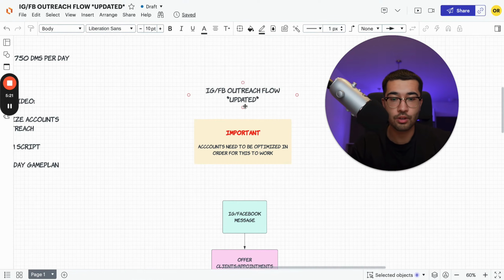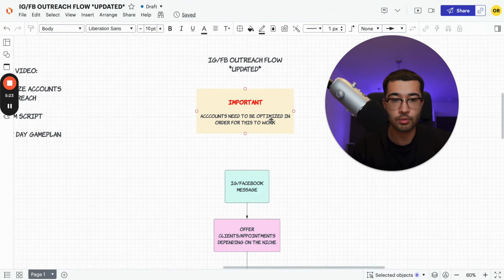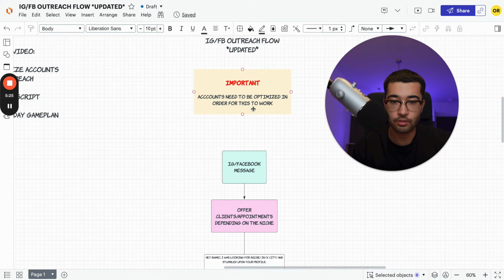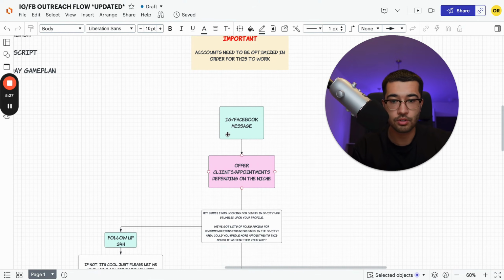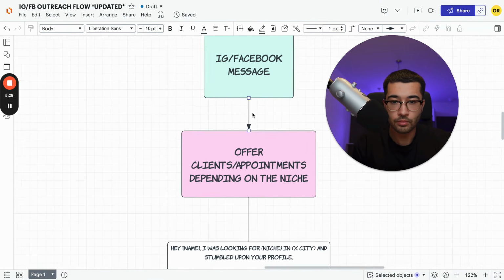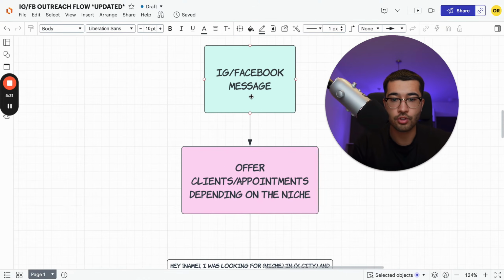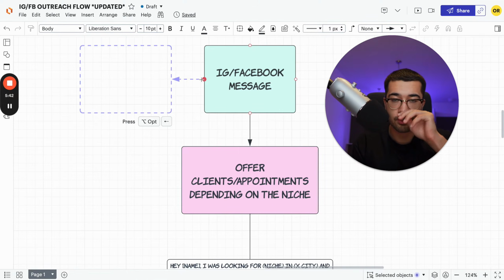So what is this new outreach flow? The Instagram, Facebook outreach. Again, accounts need to be optimized. If they're not optimized, it's not worth even doing this. So you start off with an IG or Facebook message. The way I like to source them is I go on Facebook groups. I'll send them a DM on Facebook, and then afterwards you can find their account on Instagram as well and send it on Instagram. So you can kind of do both from there.